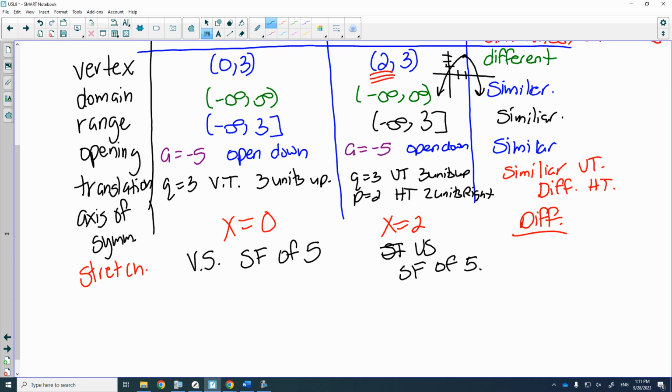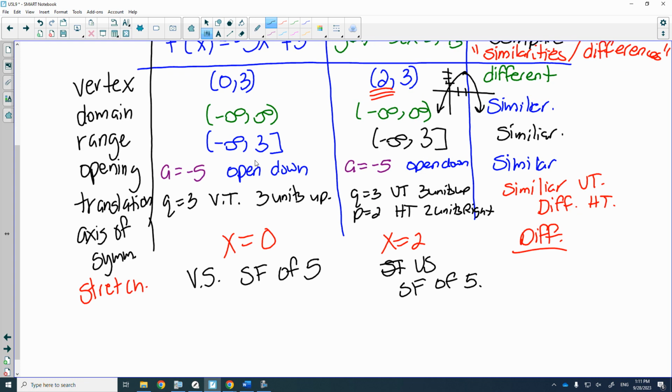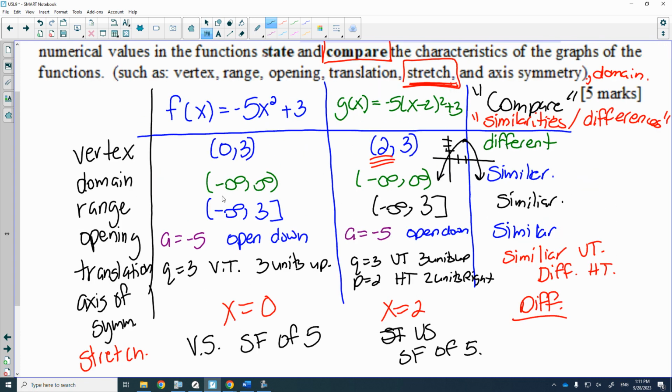I think this is probably the easiest way to format it, but if you have a different way that you're writing everything and comparing it numerically and then writing similar or different, then it could be whichever way you want. I think a chart's always easiest for similarity questions, though.